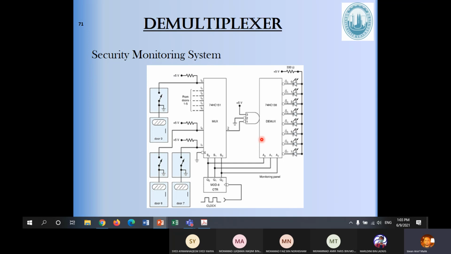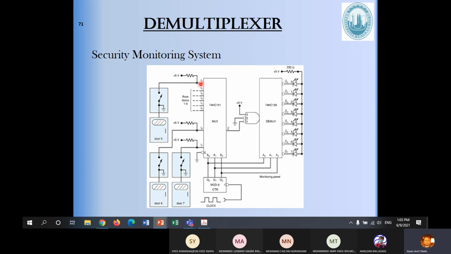Okay, so this marks and demarks, where is the best way, the easiest way that you can find them? Okay, so you may find them on the security monitoring system lah. Dekat sini kita tengok ada marks, dekat sini ada demarks. So macam mana dia berfungsi? So each ni untuk pintu kan, ini door 0, door 1, door 7, door 8, dia akan connect lah.